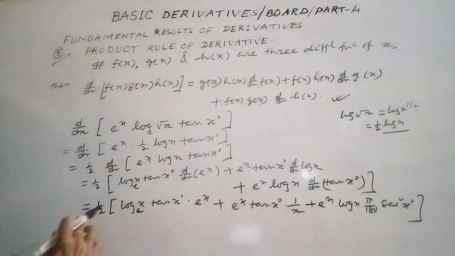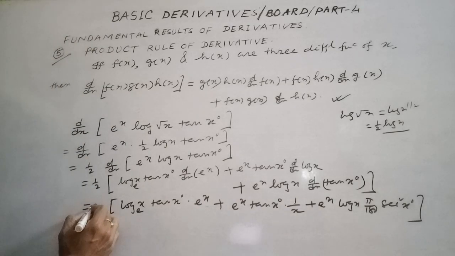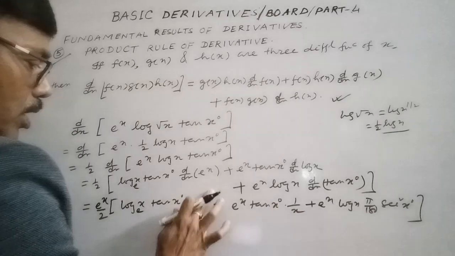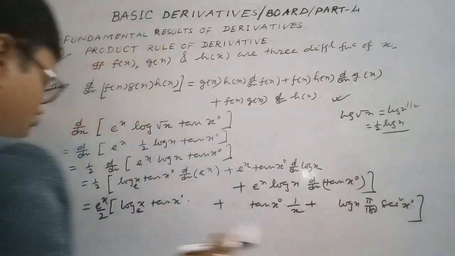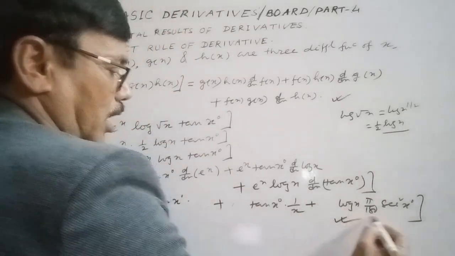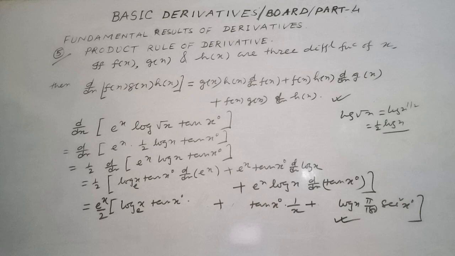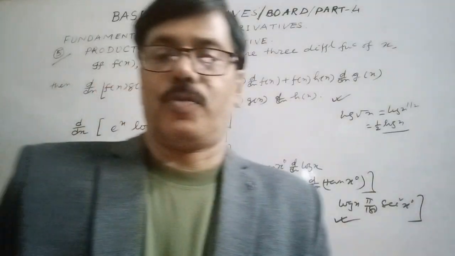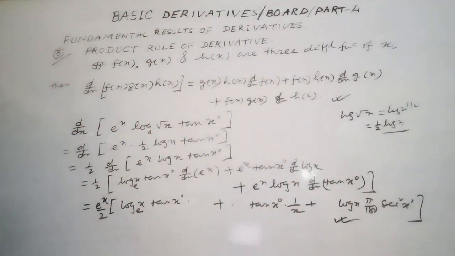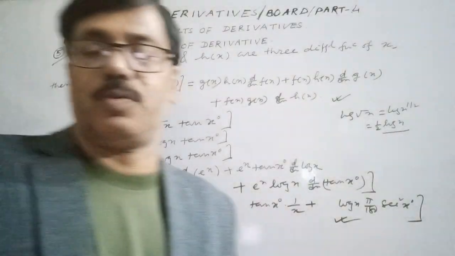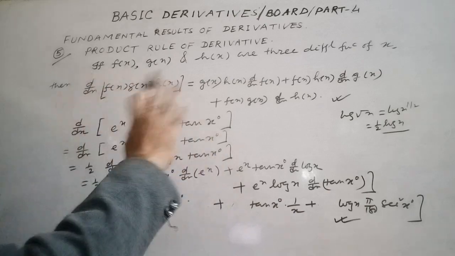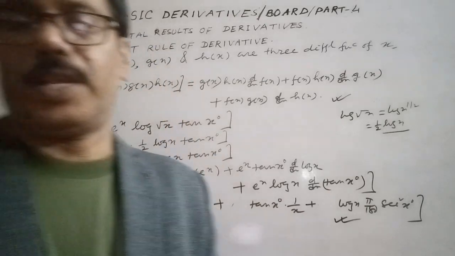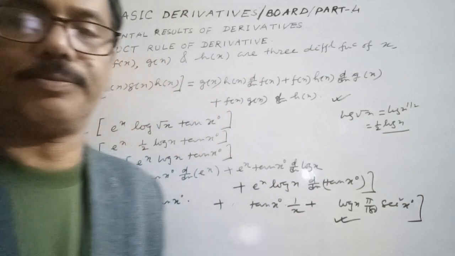Now taking e to the power x common, so e to the power x common by 2 unchanged. So this one and this one will be common, and you get the answer in this form. So up to 3 functions we can take product rule, but if it is more than 3 or 3, we use logarithmic derivative. You learn later.